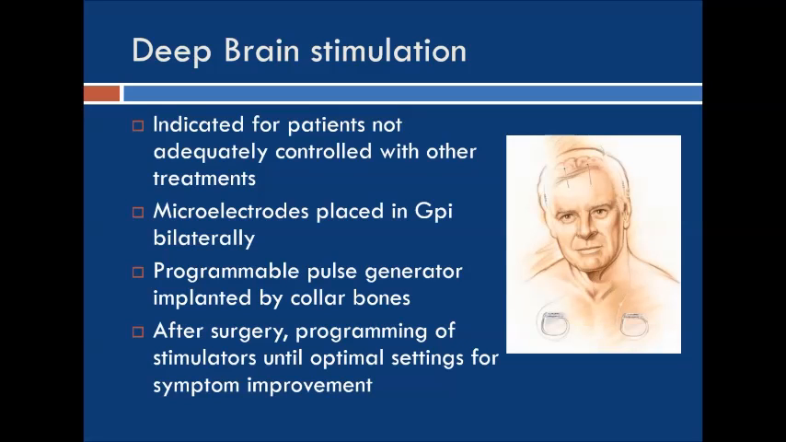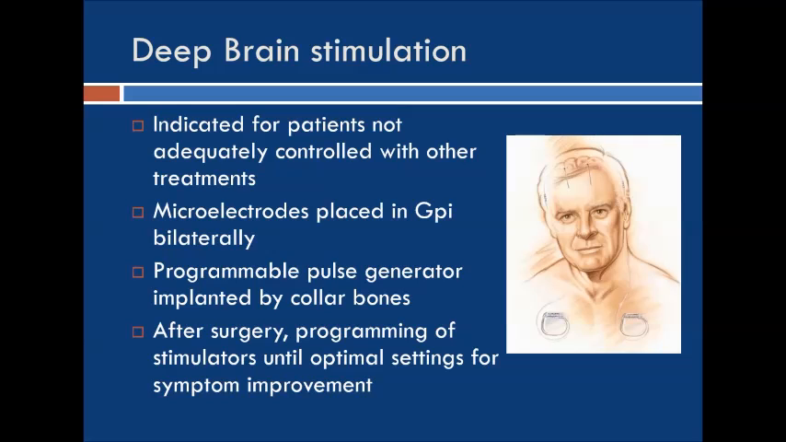DBS, or deep brain stimulation, is indicated for patients who do not receive adequate benefit from other treatments. So it's not our first line. In this procedure, microelectrodes are placed in the globus pallidus interna. The globus pallidus interna, or GPI, is a part of a deep part of the brain called the basal ganglia. The basal ganglia has much to do with the control of movement. In dystonia, the GPI has abnormal activity.